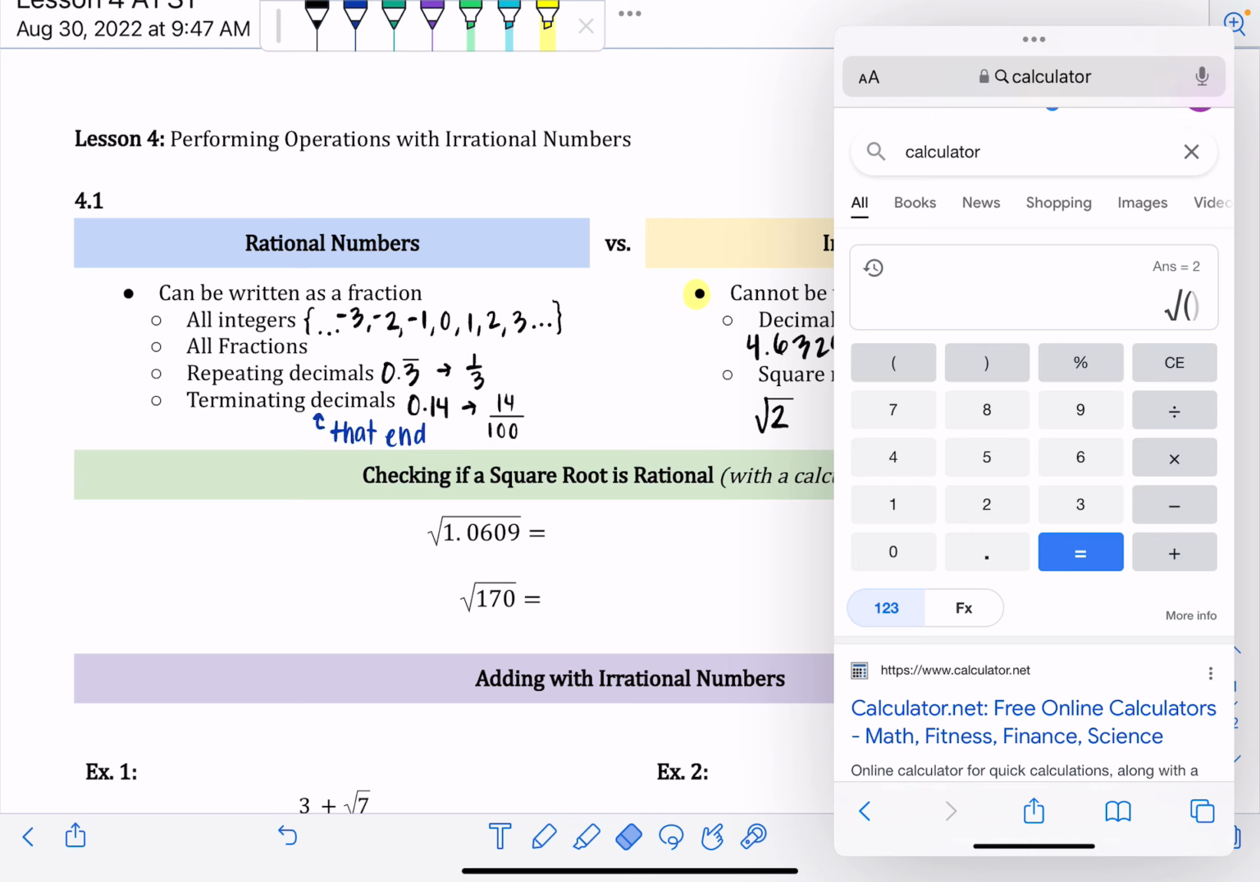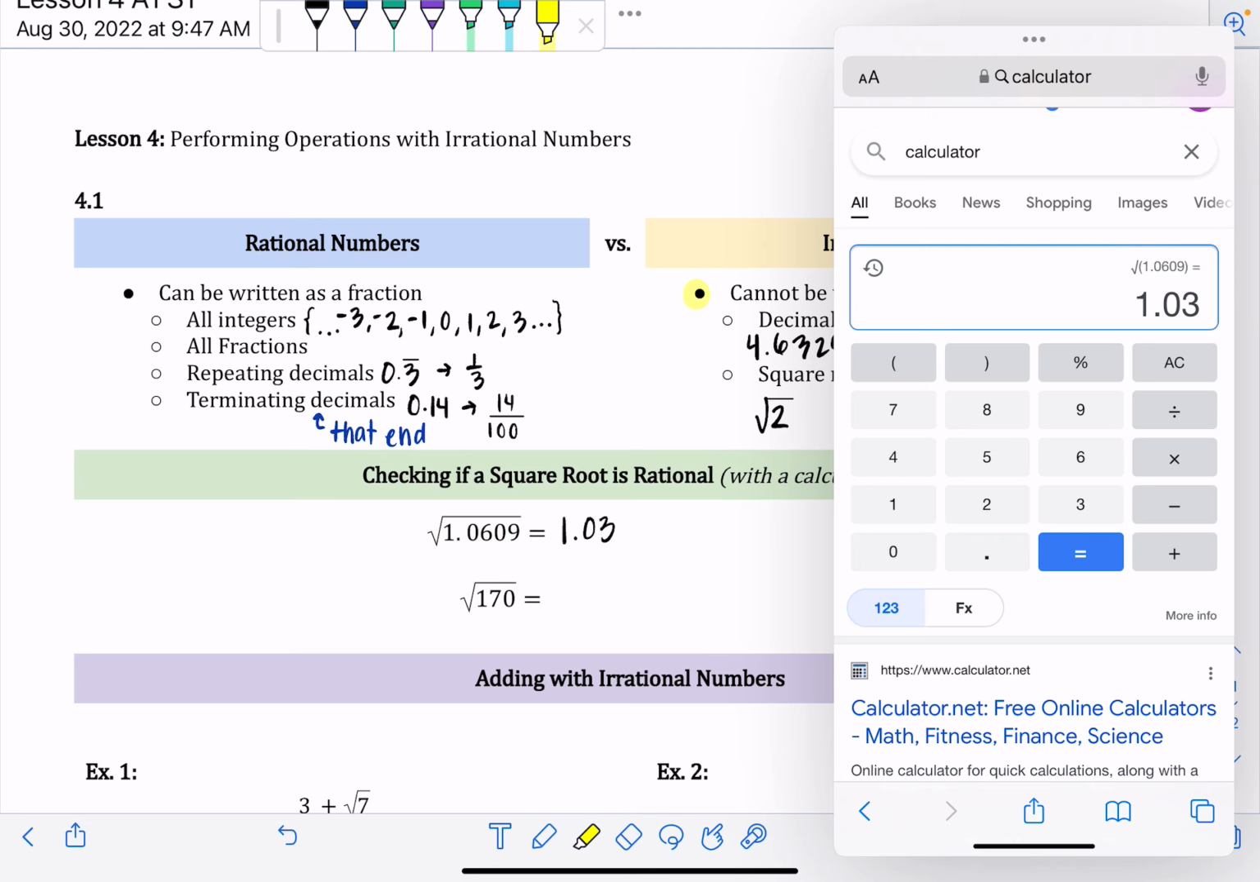But in order to check, I'll do 1.0609. And then if I press enter, I just get 1.03. So I definitely get a decimal that ends, it doesn't repeat forever. So it actually means that this whole number, including the radical, is rational, because it gave me a simplified answer, essentially, that was a decimal that ended.